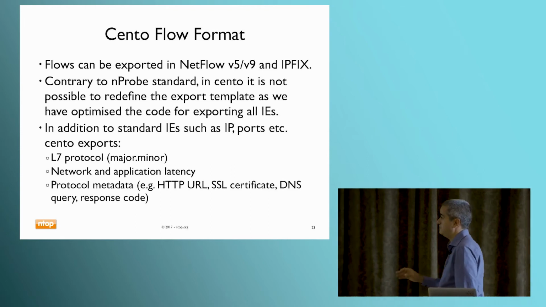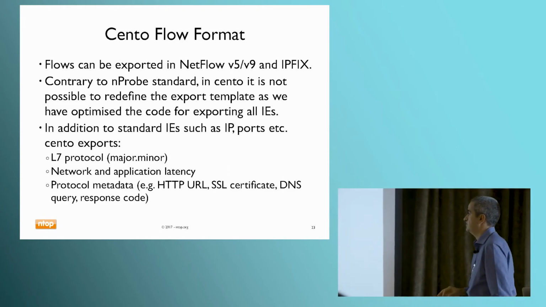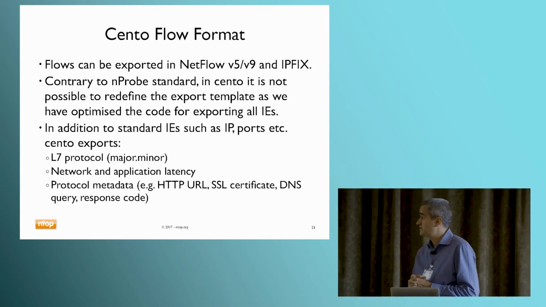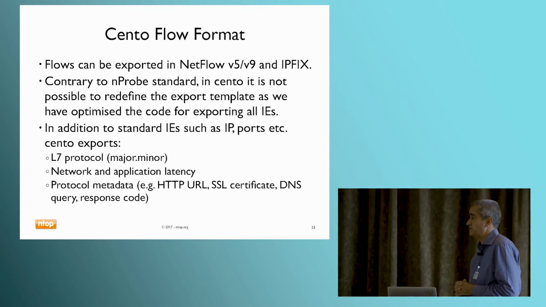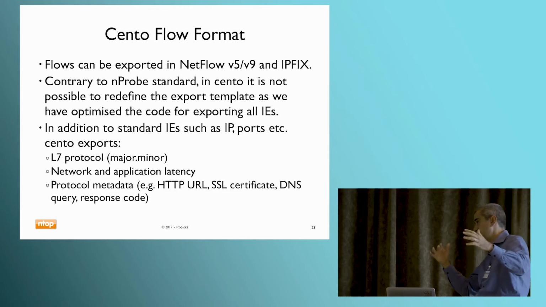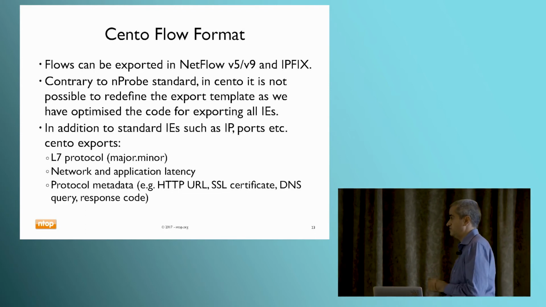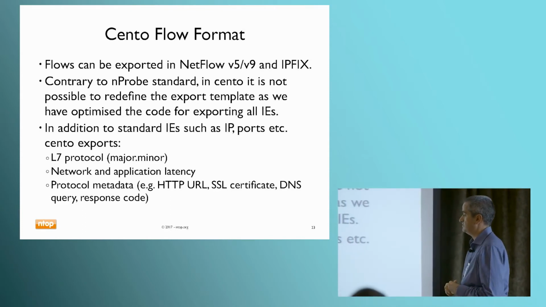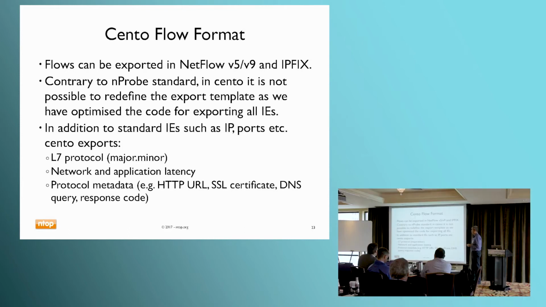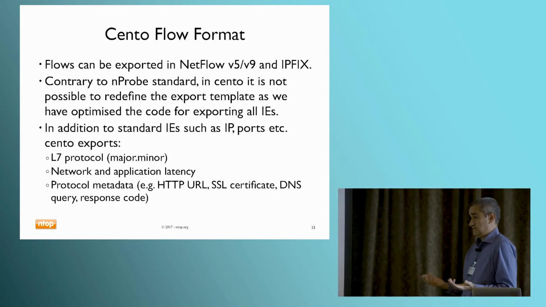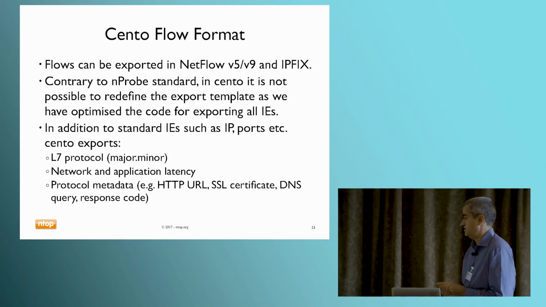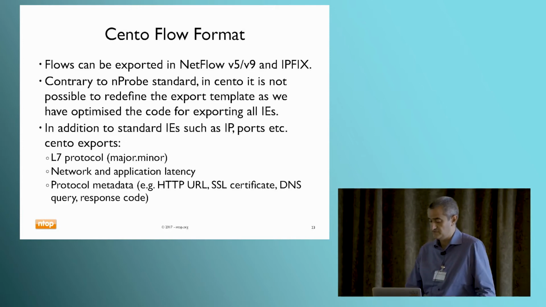Now, the flow formats that we support are NetFlow v5, v9, and IPFIX. We have decided not to have very configurable templates, but only a few options, because we want to go fast. One of the problems is that if we add flexibility, the code will be full of if-then-else, and these break the performance. So we want to go fast. We want to go line rate. In addition to the basic information elements, we export things like the application protocol, the minor and the major protocol, latency information, so network and application latency, and metadata that, for instance, includes the URL, the certificate, or the response code.